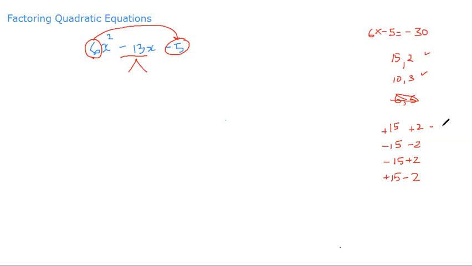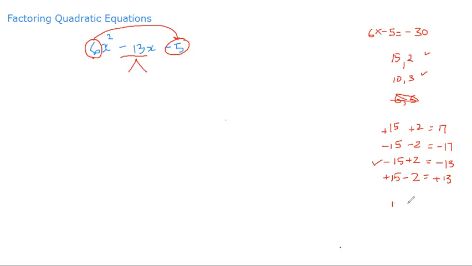So this gives me 17, so that's out. This also gives me 17, so that's out. This gives me minus 13, so that's a possible candidate. And this gives me plus 13, so that's out. So far, this is the only one that looks possible. Let's look at the 10 and 3.